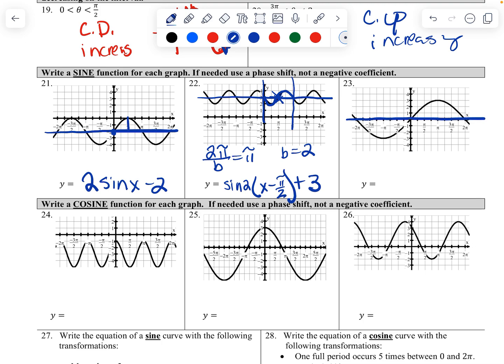So this line, our midline, is 0, but our amplitude is 3. So 3 times the sine. There's no shift to the middle going up. And our period, though, is 4 pi. So 2 pi over b equals 4 pi. If we solve that, b is 1/2. So we have 1/2 x.